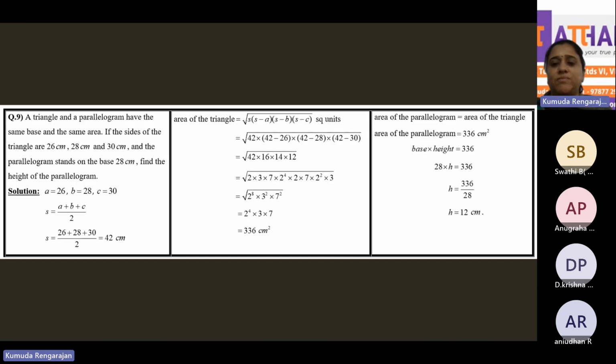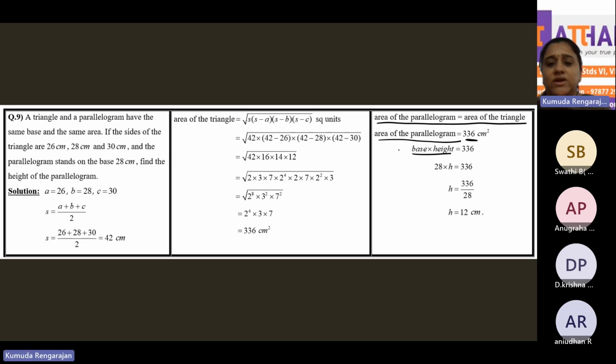So you should write like this. Area of the parallelogram is equal to the area of the triangle. It's given. So what is the area of the parallelogram? 336. How do you find the area of the parallelogram? Base into height. Not half base into height. Half base into height is for a triangle. Area of the parallelogram is found using the formula base into corresponding altitude. For a triangle, it is half into base into height. Parallelogram, no half, base into height.